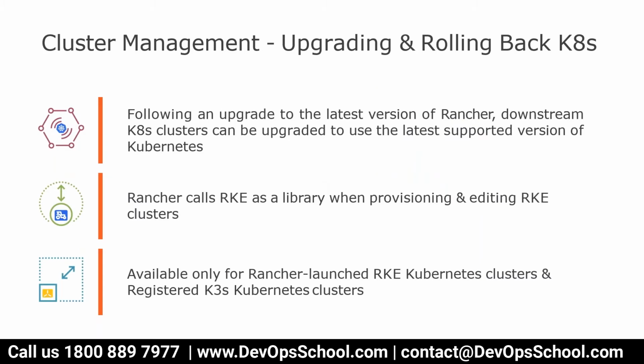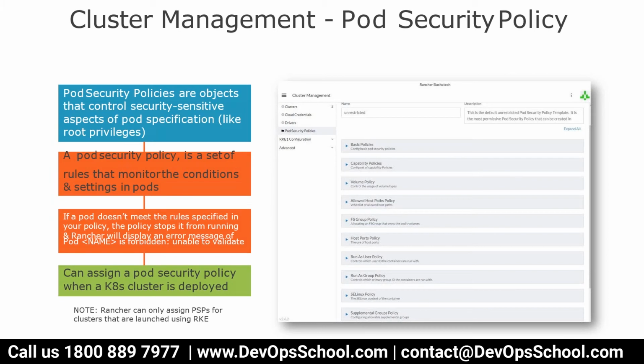While upgrading the clusters in Kubernetes in Rancher, and rolling back, what are the things we need to consider? So, yes, following an upgrade of the latest version of Rancher, the downstream Kubernetes cluster can be upgraded to use the latest supported version of Kubernetes. Rancher calls RKE as a library when provisioning and reading RKE clusters. Available only for Rancher launched RKE Kubernetes clusters and registered Kubernetes clusters, K3s Kubernetes clusters.